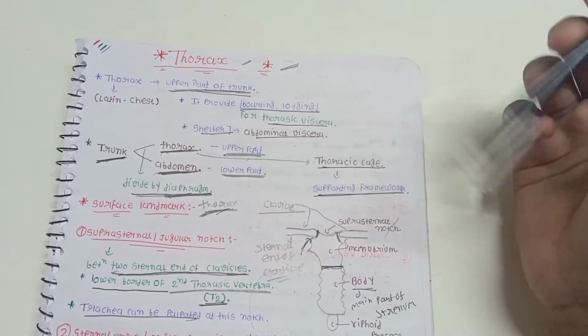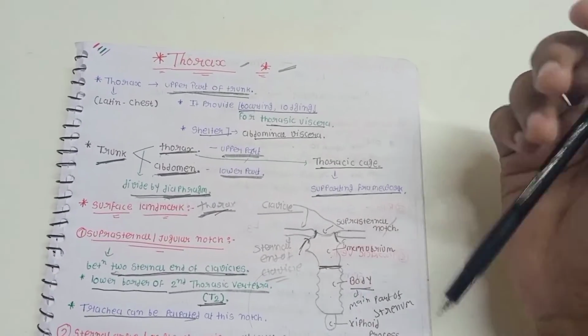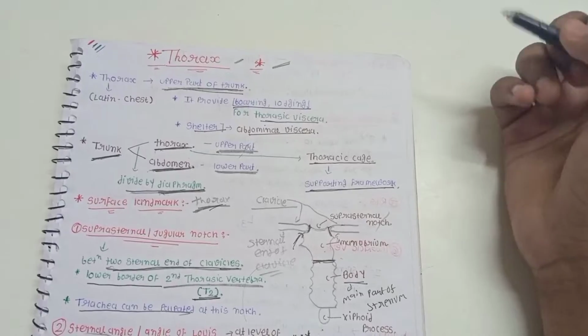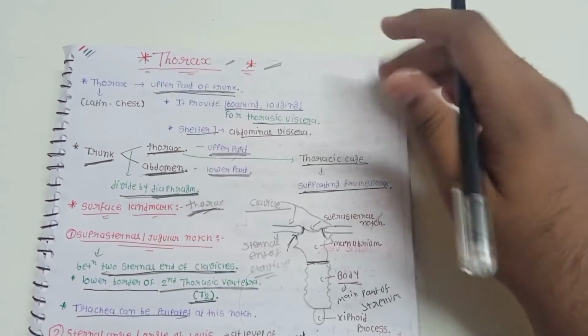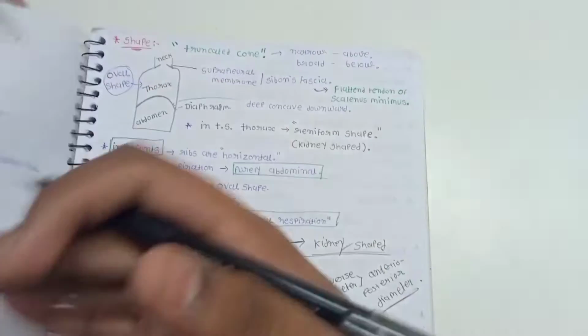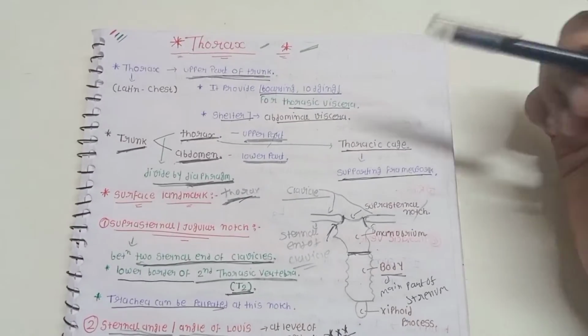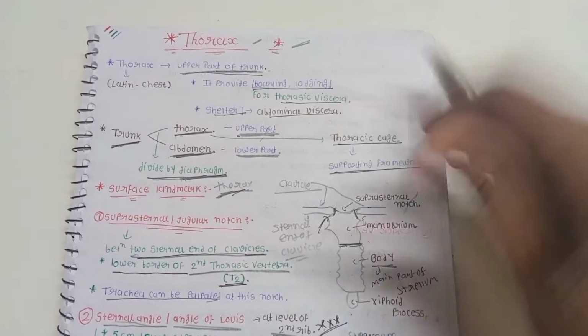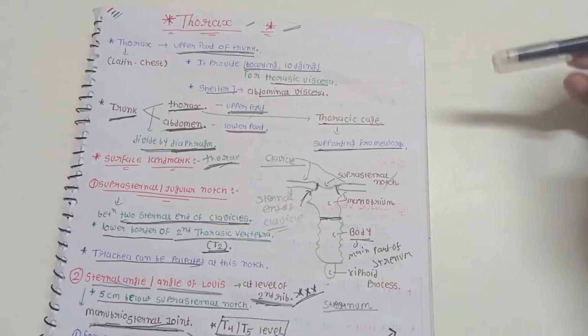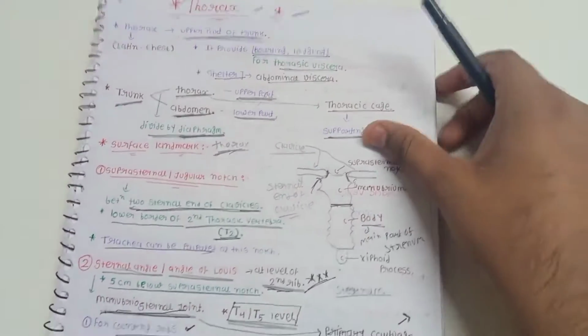Let's start with the revision of the first video. In the first video we saw some important points, like the surface landmarks of the thorax and its skeleton. The trunk is mainly divided into the thorax and the abdomen. The thorax is the upper part and the abdomen is the lower part.